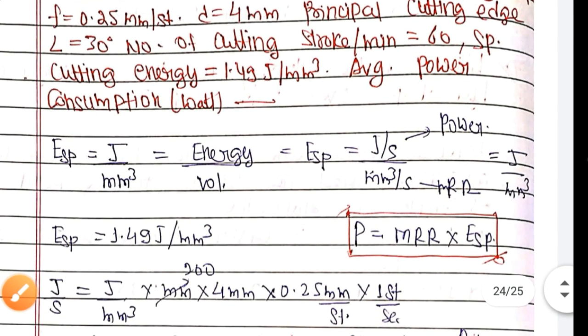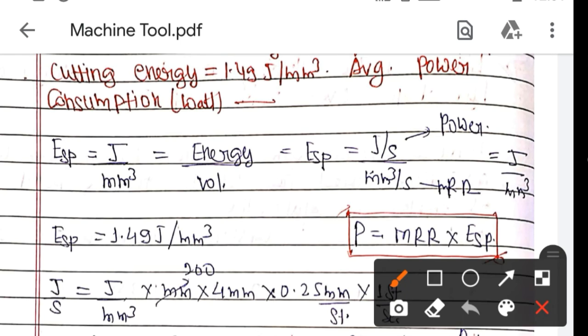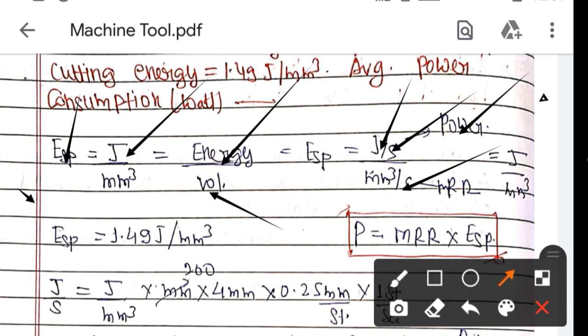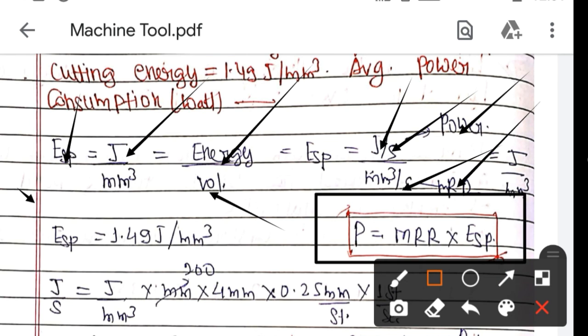Okay, so sometimes we don't have to remember the formula, but we have to understand the problem through the given units. What is given over here is specific energy, and its unit is joule per mm cube. We know joule is the unit of energy and mm cube is the unit of volume. So what I have done is divide numerator and denominator by second, so joule per second is the unit of power and mm cube per second is the unit of MRR. From here we get one important formula: power equals MRR into specific energy. So we have to find the power consumption in watt.